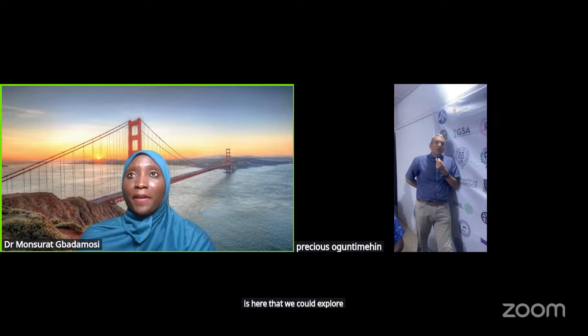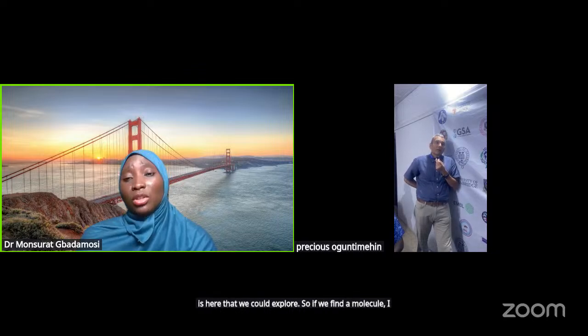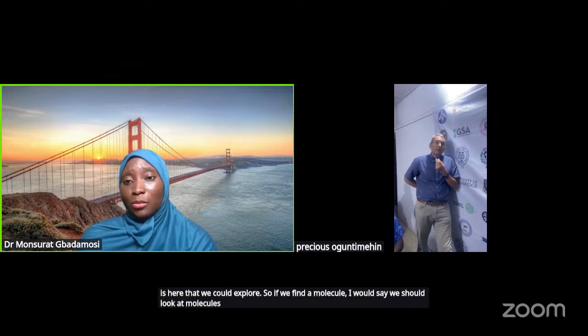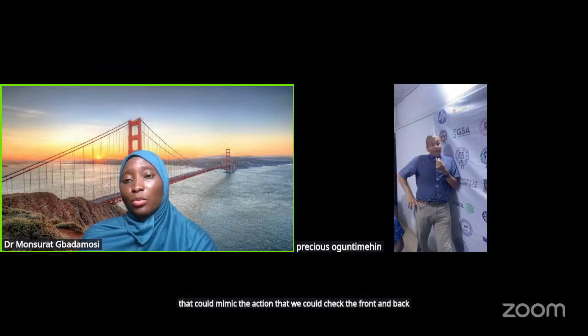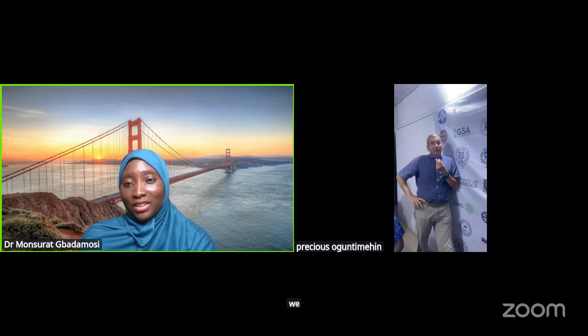So if we find a molecule, I would say we should look at molecules that work with RAB4, not RAB4 alone, but some molecules that could mimic its action, that we could check front and back before we jump to the level of it rescuing the phenotype in humans.